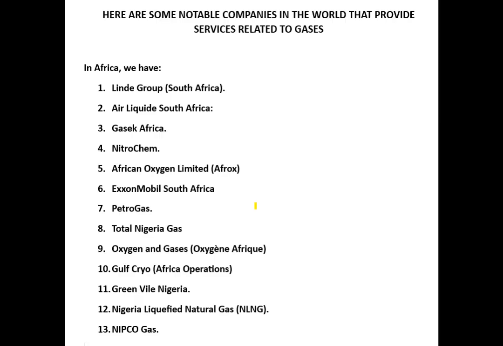7. Petrogas. Services: a leading supplier of liquefied petroleum gas, LPG, and industrial gases in West Africa, with operations in Ghana, Nigeria, and several other countries. They serve residential, industrial, and commercial customers. Website: https://www.petrogas.com.